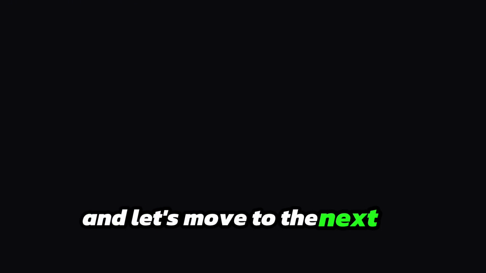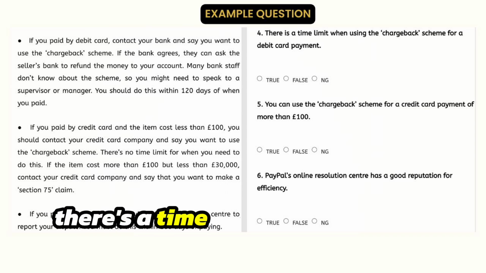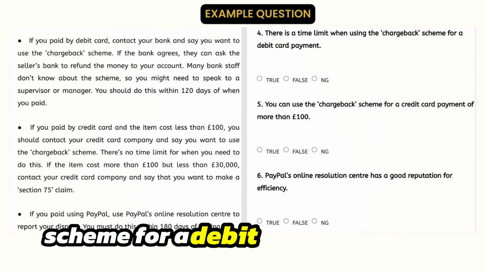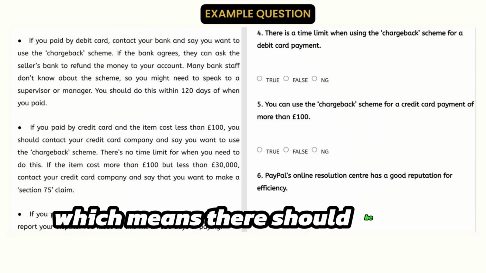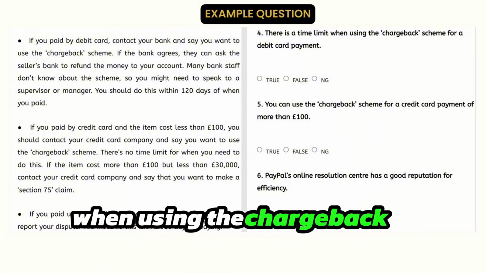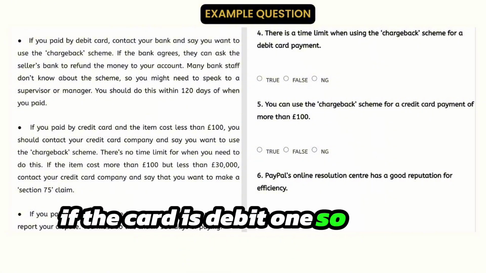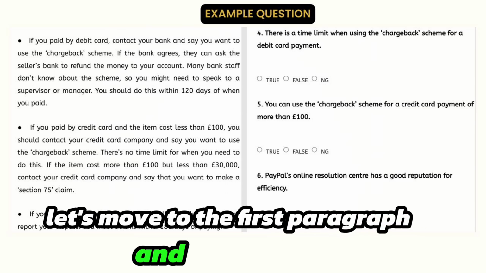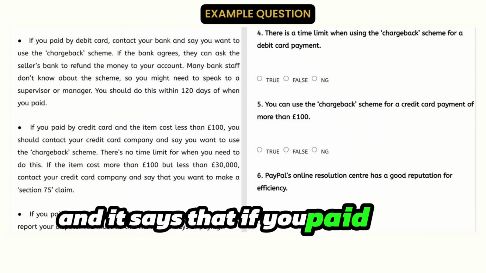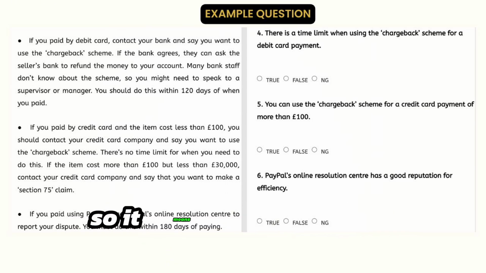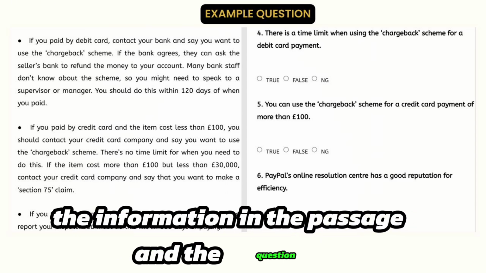And let's move to the next question, which is question number 4. There's a time limit when using the chargeback scheme for a debit card payment, which means there should be a time limit when using the chargeback scheme if the card is a debit one. So let's move to the first paragraph and the first line, and it says that if you paid by debit card, so it means debit card is confirmed as such. The information in the passage and the question is matched.